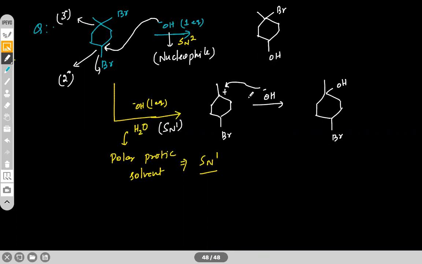If solvent is not mentioned, SN2 is given. If solvent is mentioned, then the mechanism will be SN1. We'll get this product, carbocation, and then the attack of nucleophile. If this carbocation is forming, we'll always try to get the most stable carbocation. For the given molecule, the most stable carbocation will form.